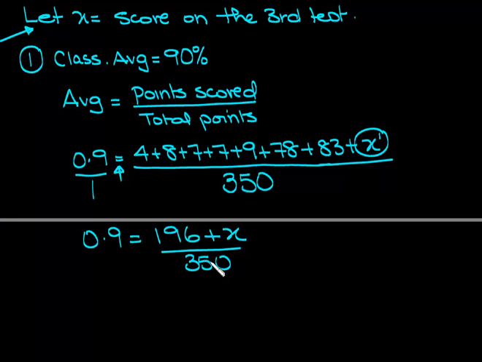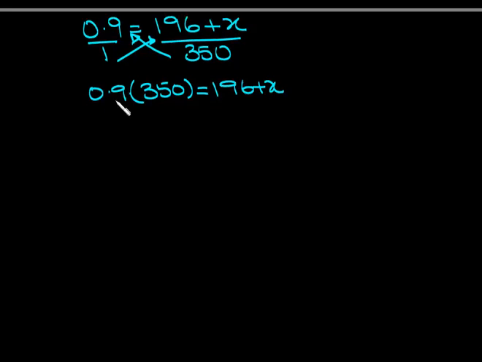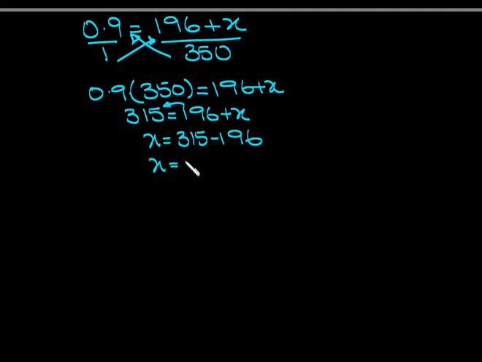So there's an equation. This is the kind of problem we dealt with in the last section, solving linear equations. This is over 1, so we can cross multiply. We can send this over there, this over here. So we get 0.9 times 350 is equal to 196 plus x. And then you can multiply this on your calculators. It's 315. So we get 315 is equal to 196 plus x. So to solve for x, you move the 196 to the opposite side. So we get x is equal to 315 minus 196. So we get x is equal to 119.